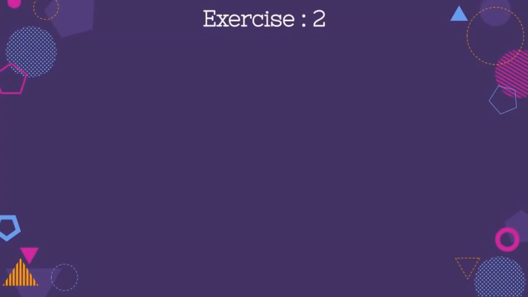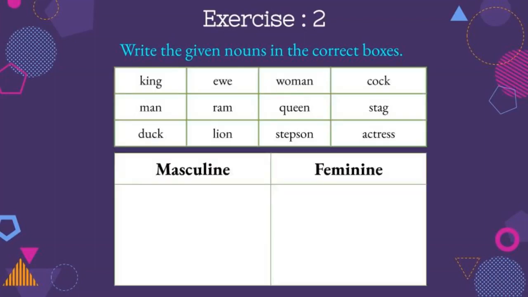Now we are going to do the second exercise, that is, write the given nouns in the correct boxes. One helping box is there and two empty boxes are there. One is for masculine and another one is for feminine. Inside the helping box they have given some words. Some words belong to masculine and some words belong to feminine. We have to write the words in the correct boxes. If the given word is masculine, we should write it inside the masculine box. Otherwise, if it belongs to feminine, we should write that word in the feminine box.